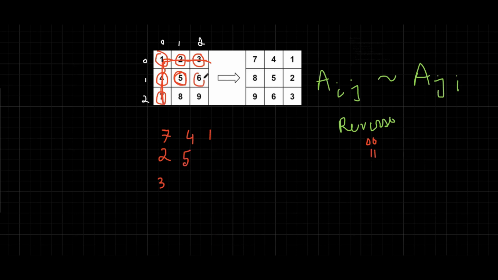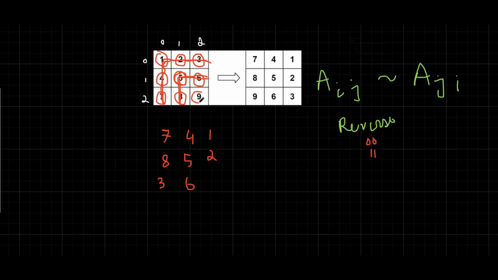Now we are at this element 6, which is 1, 2. So we have to swap element 6 with 2, 1, which is 8. So 8 will be here and 6 will be here. But again, we have to reverse this second row and it will become 8, 5, 2.